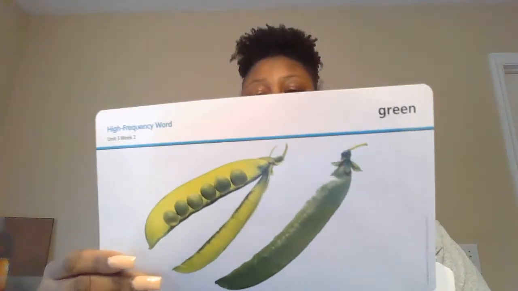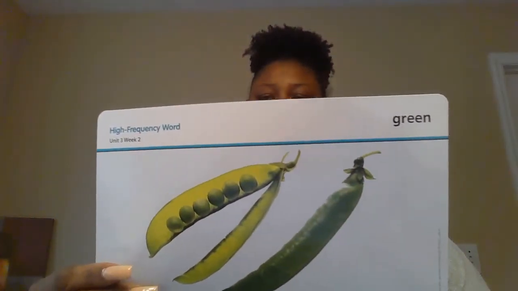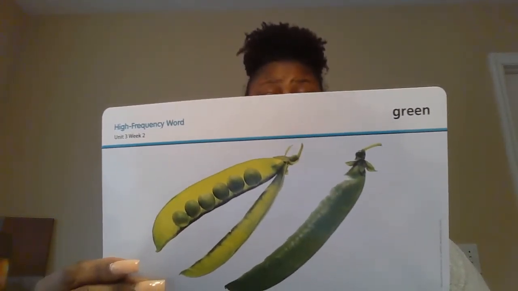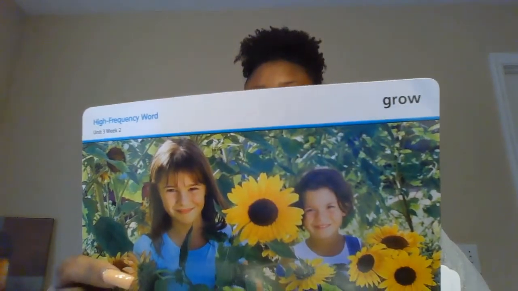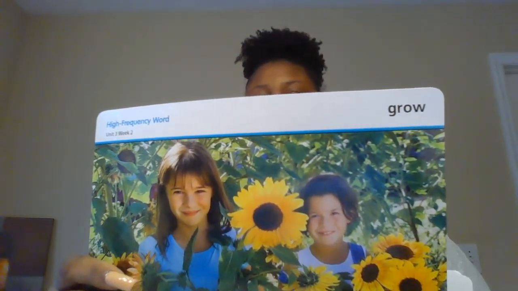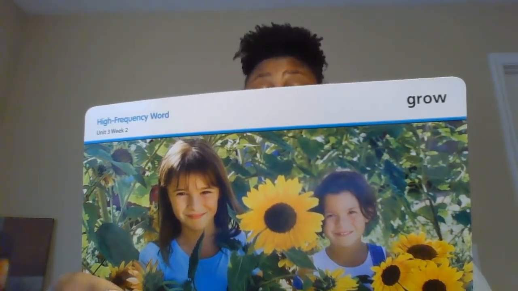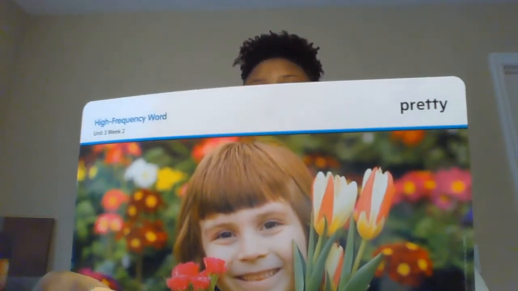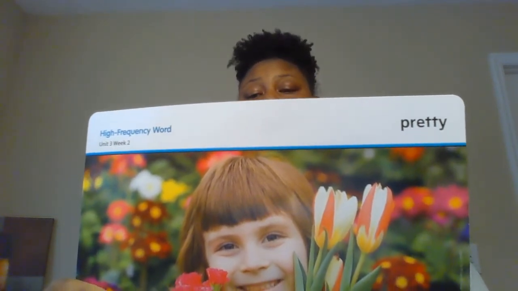You have green. Describe the pea pod. What color is it? And what is inside? Grow. Describe the sunflowers. How big do they grow? Pretty. What pretty colors do you see?